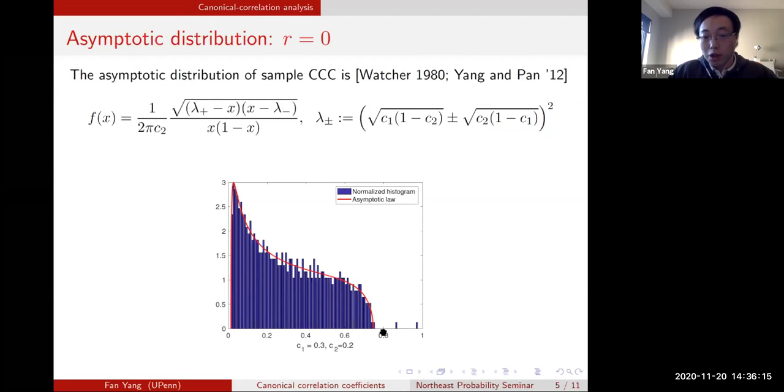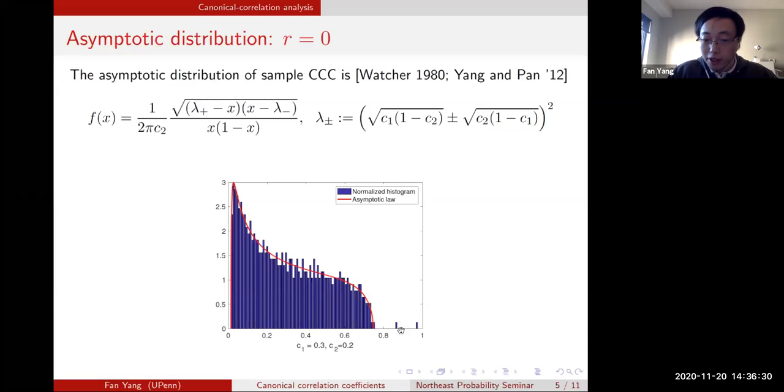As you all know, for the sample covariance matrix, on the right edge of the Marchenko-Pastur law, the largest eigenvalue converges to the right edge, the Tracy-Widom distribution. The same thing also happens for the sample canonical correlation coefficients around the right edge.